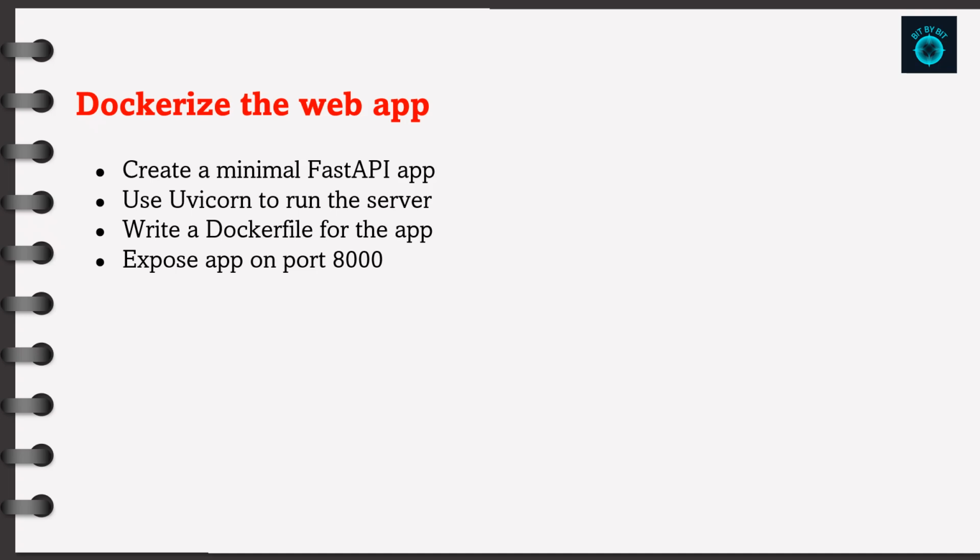Second, we create a Dockerfile to build an image for the app. The Dockerfile will use the Python 3.9 slim image, copy our application into the container, install FastAPI and Uvicorn with pip, and run the app with Uvicorn. The app will listen on port 8000, so we expose that port in the Dockerfile. With this, we will have a working FastAPI app running inside Docker.